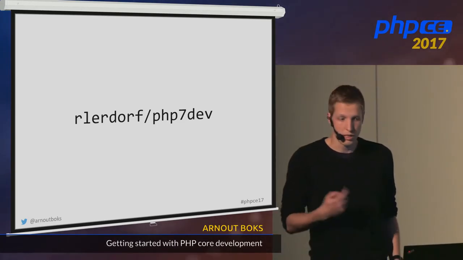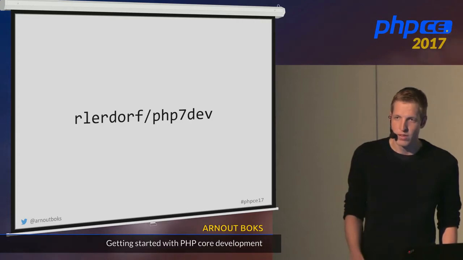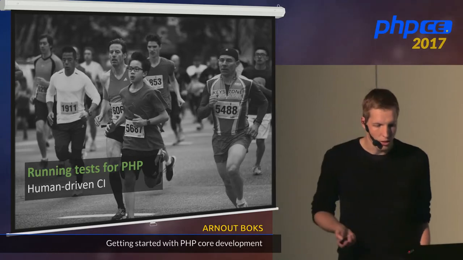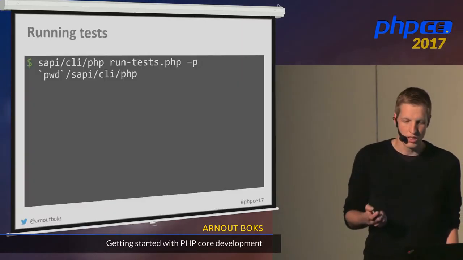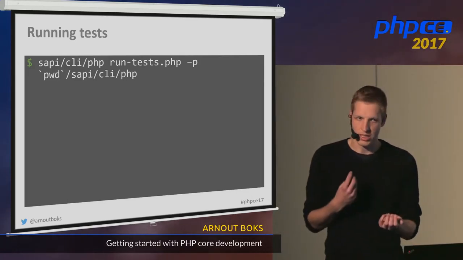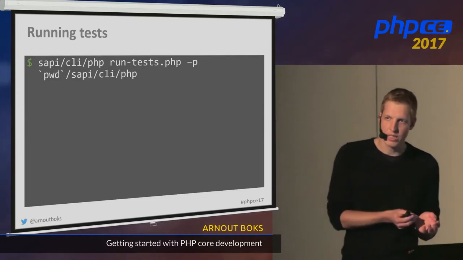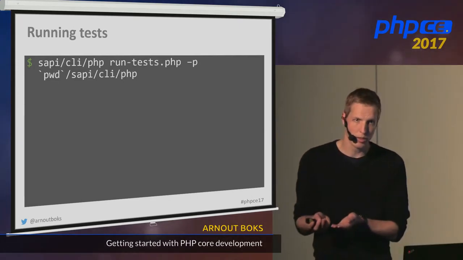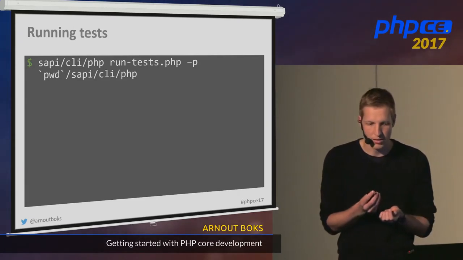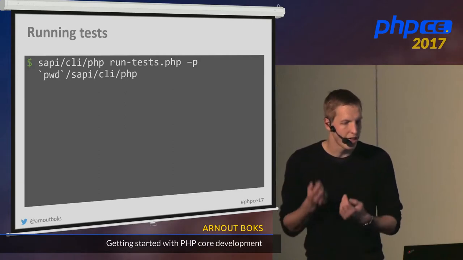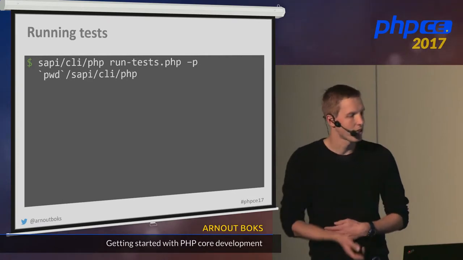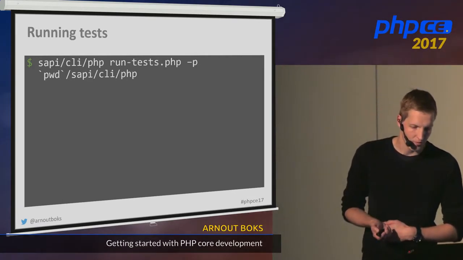If you have such a new, latest and greatest build of PHP, you can try running the test suite. So PHP has a quite extensive test suite, which can be run using the run test script. And as you can see, there are actually two PHP binaries involved here. There's the PHP binary used to run the run test script, and the PHP binary that's actually the system under test, so the PHP binary that gets tested. So we need to provide the PHP binary that gets tested to the run test script using the -p flag.